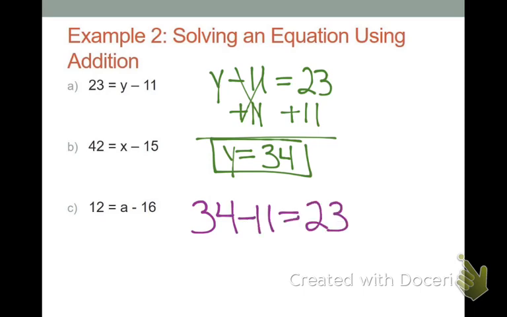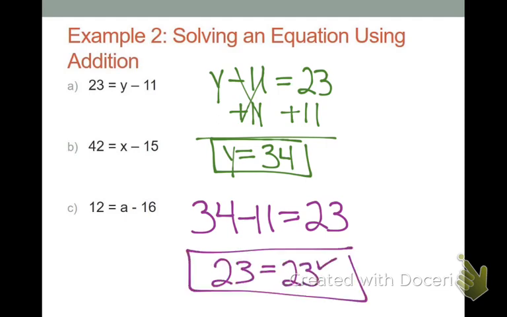And don't just assume at this point, oh yeah, it checks out, okay, I'm good. Actually do the math. Put it in your calculator if you need to. What's 34 minus 11? 23. It is 23, so it checks out. All right, I want you to go ahead and do B and C.